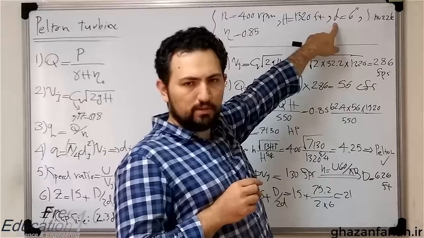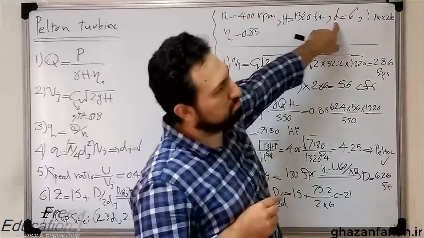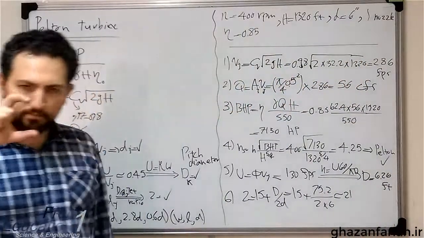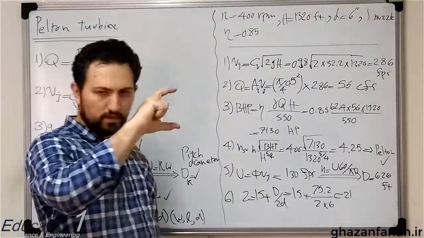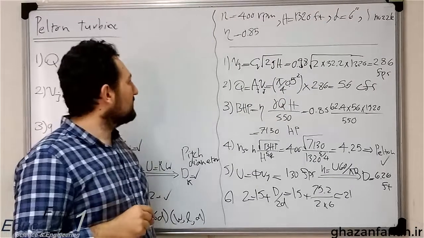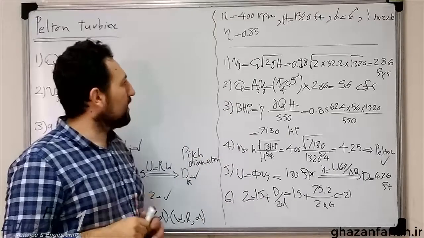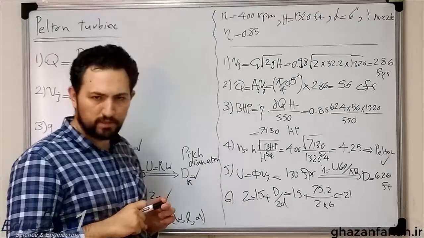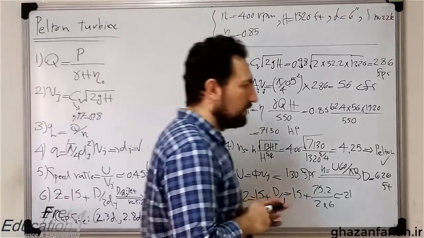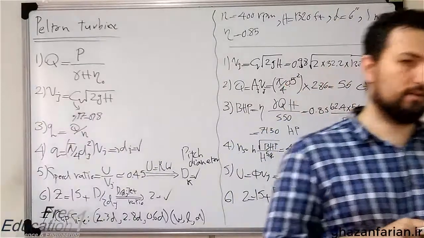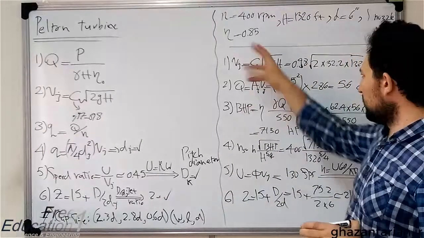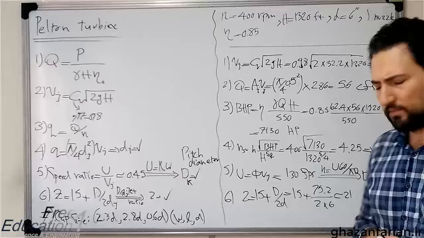about 15 centimeters. This is the diameter of the jet, and we have used just one nozzle. And the overall efficiency is about 85%. As I told you in the previous section, the efficiency of the Pelton turbine is smaller than the efficiency of Francis and Kaplan, and the maximum efficiency is about 88%.